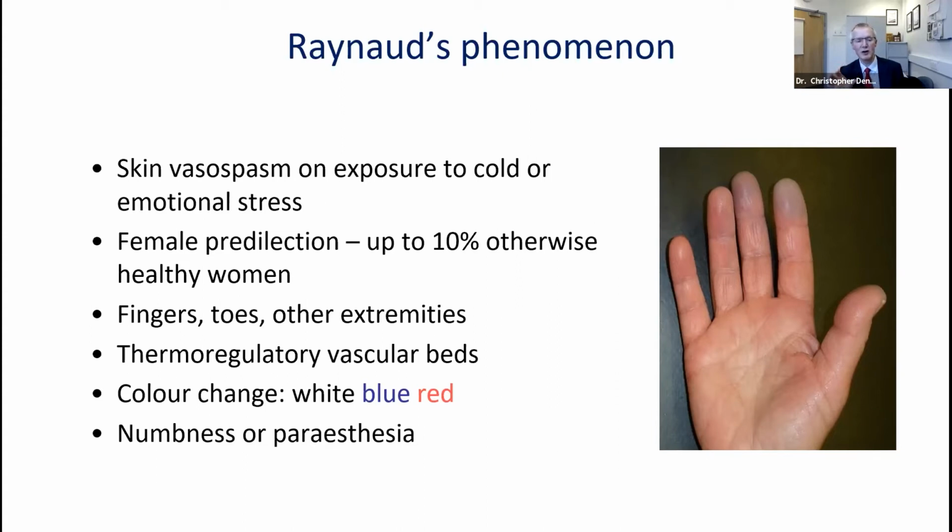It tends to be much commoner in women than men, and in fact up to 1 in 10 otherwise healthy women can have some symptoms of Raynaud's or can demonstrate features of Raynaud's if you do a provocation test. Another very common symptom is paresthesia or numbness, relating just to, I think, the impact of the loss of blood supply to the sensory nerves in the fingertips.